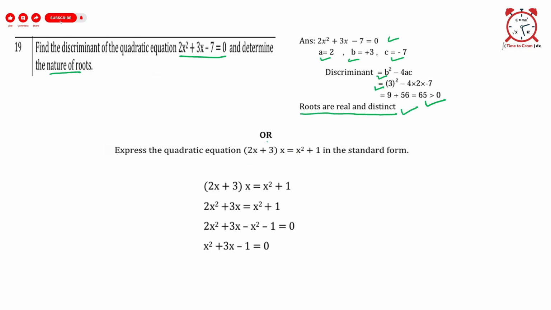In these questions we have internal option. Express the quadratic equation given in the standard form. So we have to simplify. So we are writing the equation again. Now here we have to simplify. We have to multiply bracket with x, then we are getting in that way expressions. If we simplify by transpose method, then this is the standard form of the given quadratic equation. Okay students, are you getting all the things? Okay, thank you. Let us go ahead.